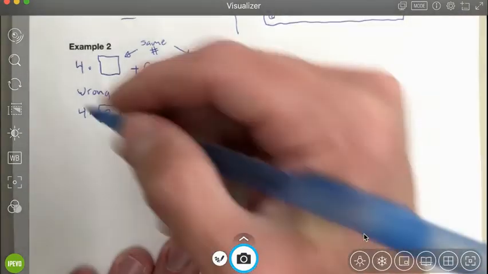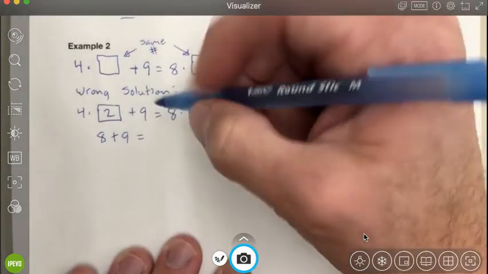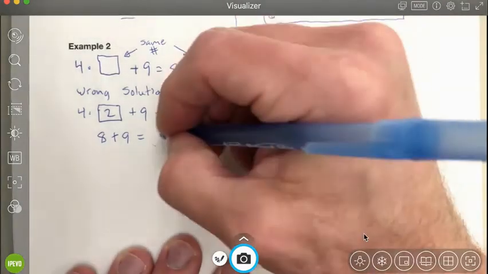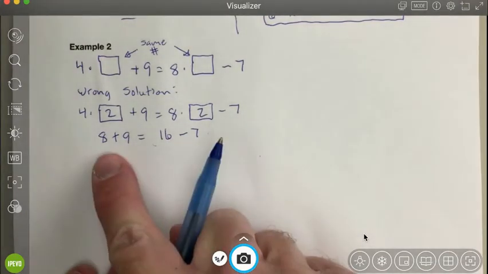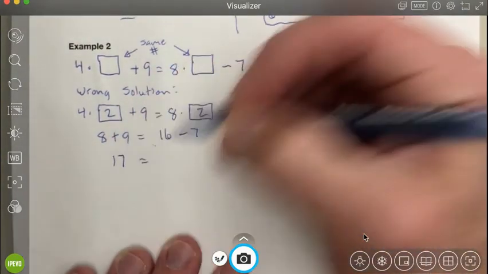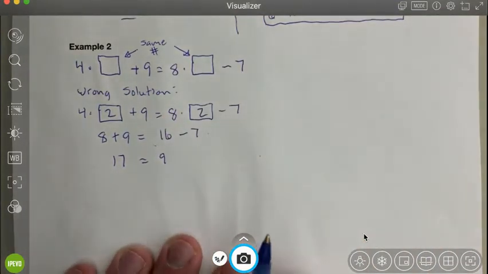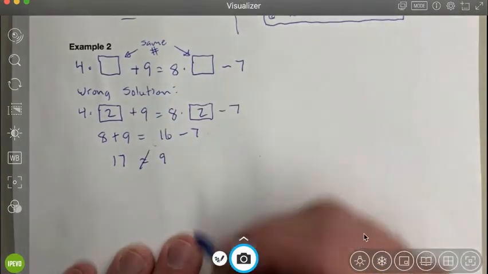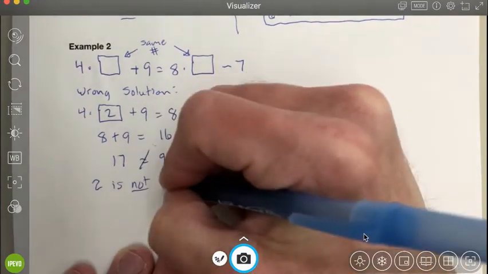So I know that 4 times 2 is 8, plus 9 is going to be on the left side here. On the right side of my equal sign, 8 times 2 is 16, minus 7. Well, I think 8 plus 9 simplifies to 17, and I think 16 minus 7 simplifies to 9. Well, I don't know about you, but I'm pretty convinced that 17 does not equal 9. So 2 is not a solution.